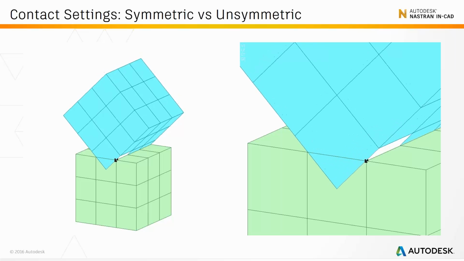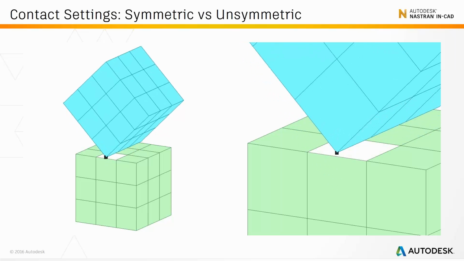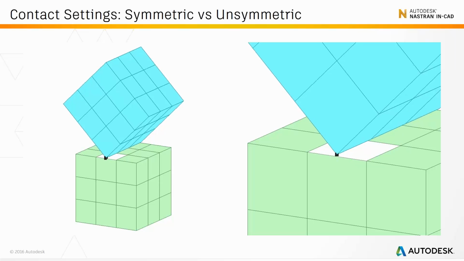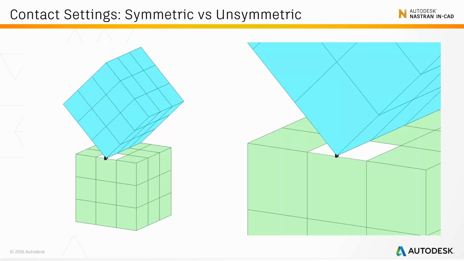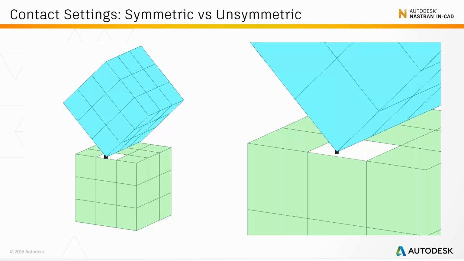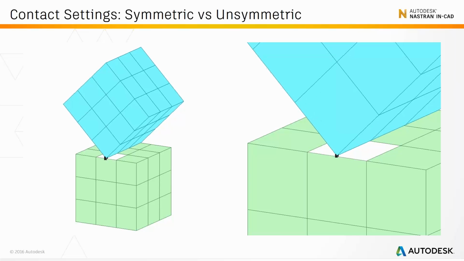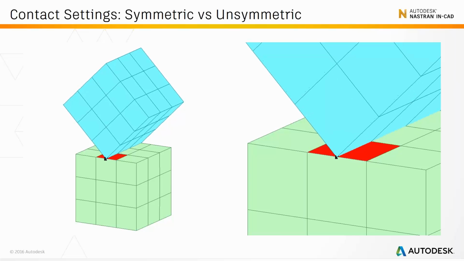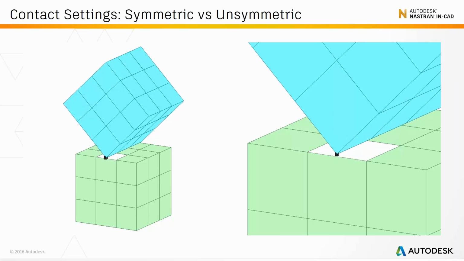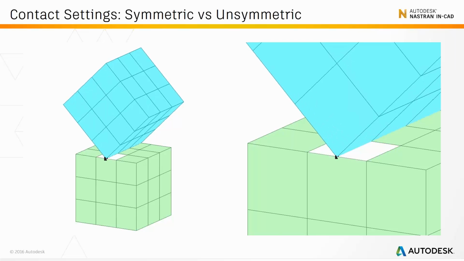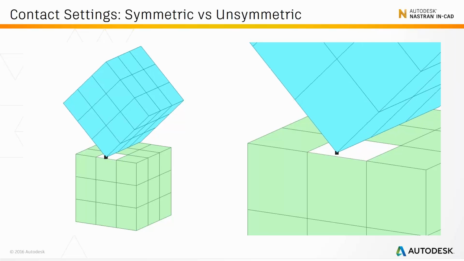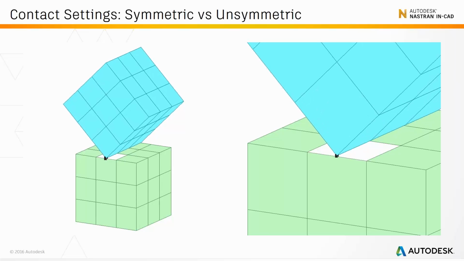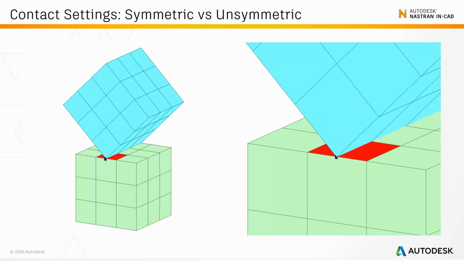If we switch around the master and the slave, you'll see in this case, with the blue being the slave now and the master being the green, we get a different set of contact results, whereby the node is no longer penetrating through the design and is actually being detected as it comes into contact with the surface. So it's important that if you are using unsymmetric contact, you recognize the difference between the two options selected in this instance.